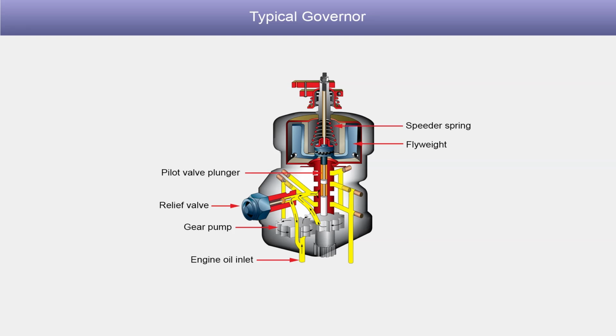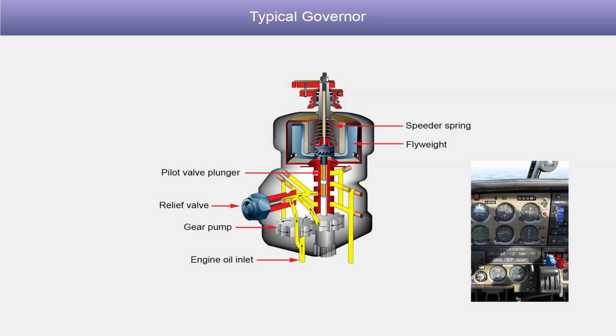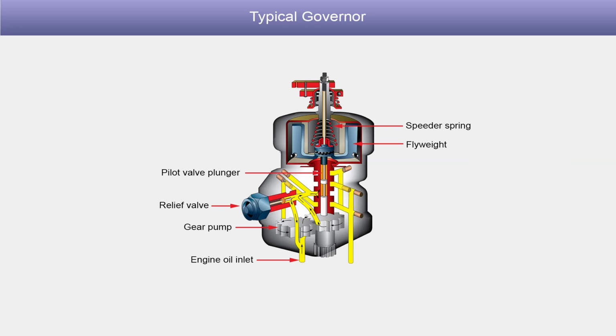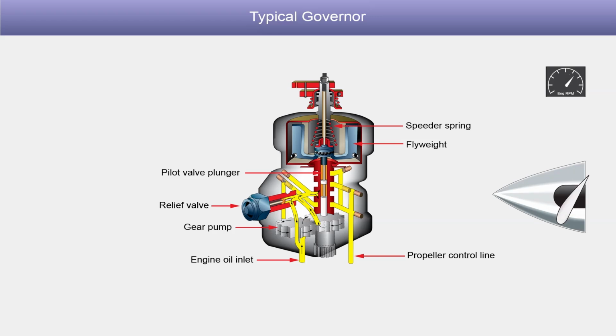A key part of this mechanism is the speeder spring, which resists the outward movement of the flyweights as they spin. The tension on this spring can be adjusted by the propeller control on the control quadrant. The tension of the speeder spring sets the maximum RPM of the engine in the governor mode. When RPM climbs to that set point, centrifugal force pushes the flyweights outward, overpowering the spring. The pilot valve shifts, oil is released from the propeller piston, blade pitch increases, and the added load slows the engine back toward the selected speed.